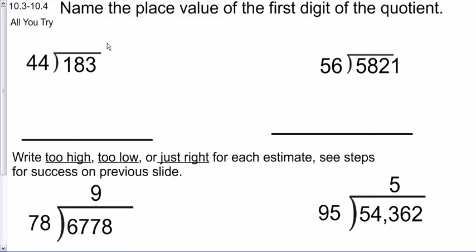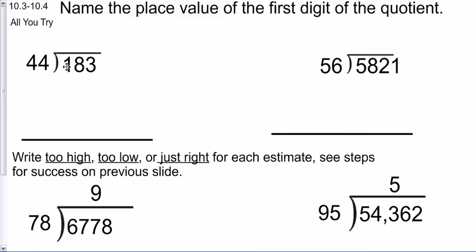Starting double-digit divisors. So patience and baby steps are key here. First thing we're going to do is figure out where exactly the first digit is going to go. What I'm going to do is look at my dividend and look at my divisor. Now my divisor is 44, so I'm looking for a number larger than 44.